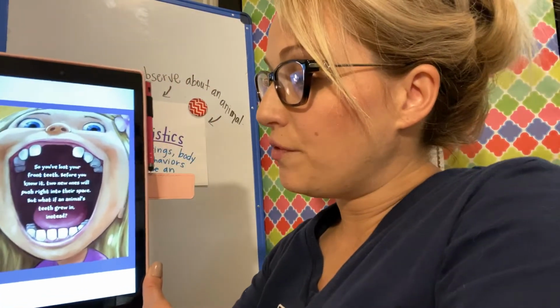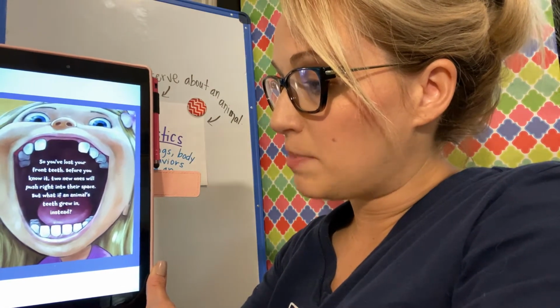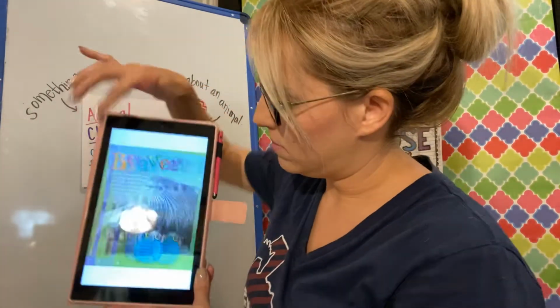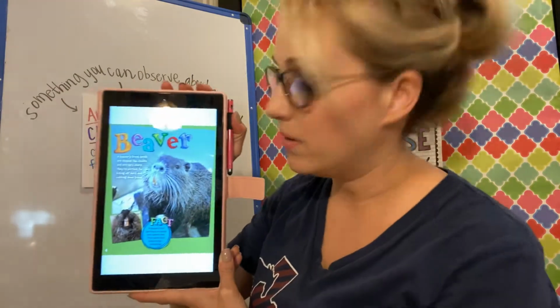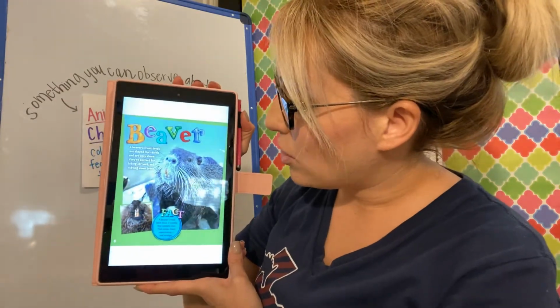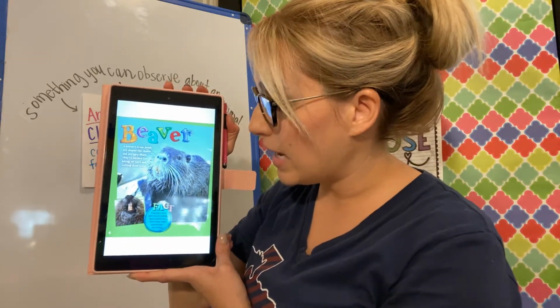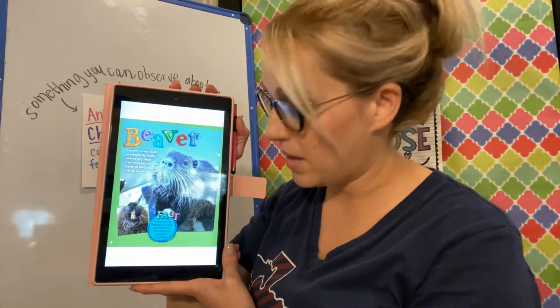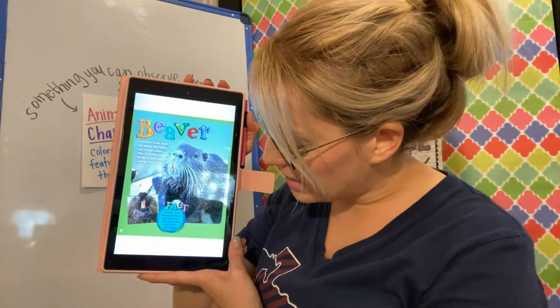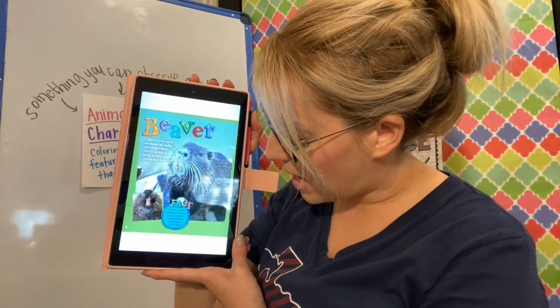So you've lost your front teeth, and before you know it, 2 new ones push right into their space. What if an animal's teeth grew in instead? Beaver. A beaver's front teeth are shaped like chisels and are very sharp. They're perfect for biting off bark and cutting down trees. Fact: a beaver's front teeth have a coating that contains iron that makes them super strong and orange.